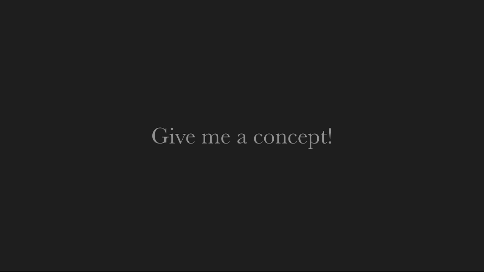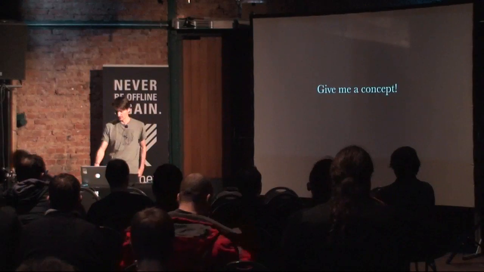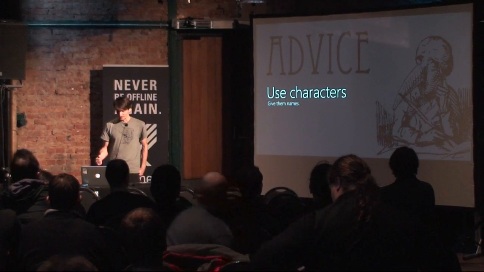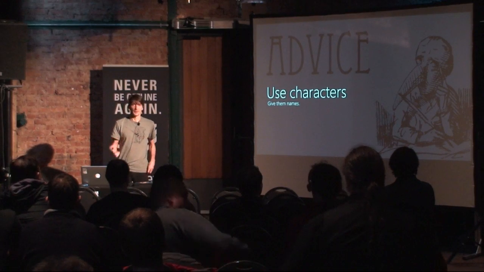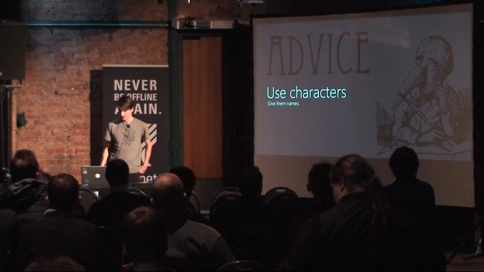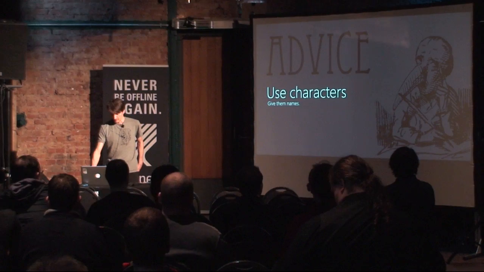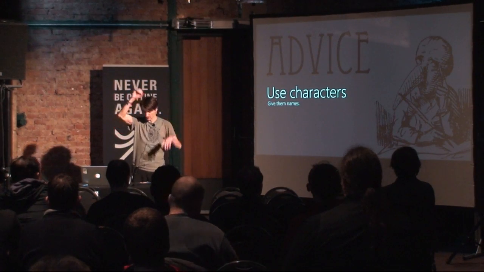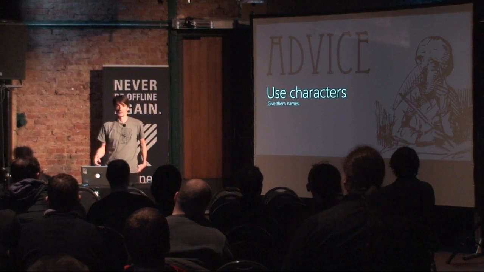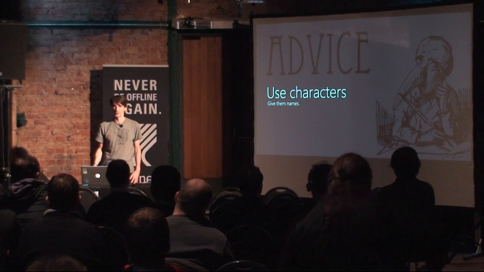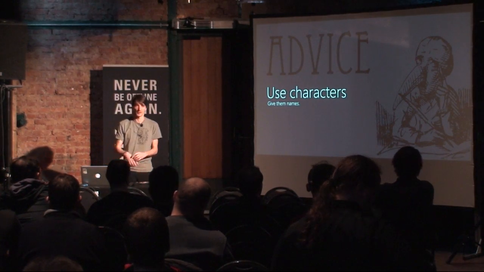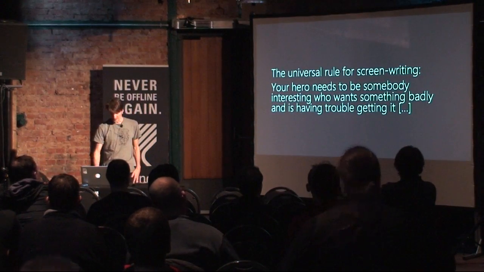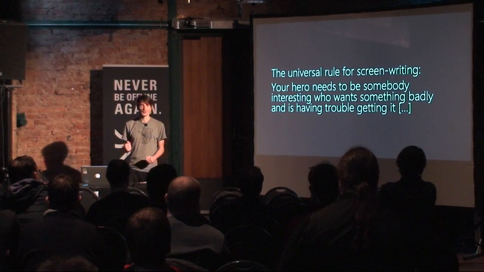So some pointers for coming to a concept. The easiest thing is to try to come up with some characters and give them some names and some rules. I'm not talking about cute little things with ears and horns and eyes, but a character can be anything. Snow can be a character, or a cube, or a rectangle, or a particle system. And for instance, you can start with this universal rule for screenwriting.